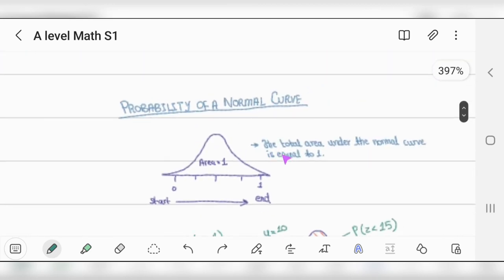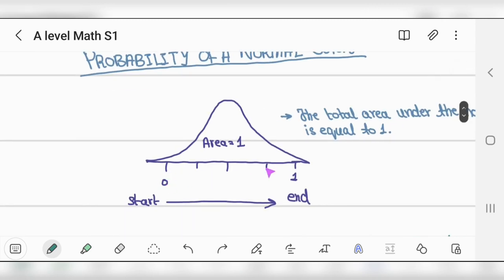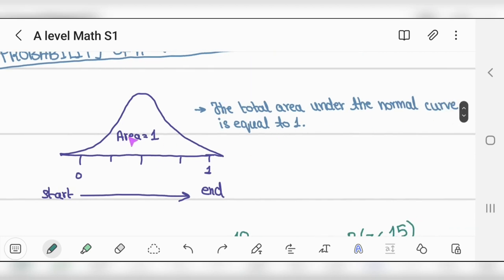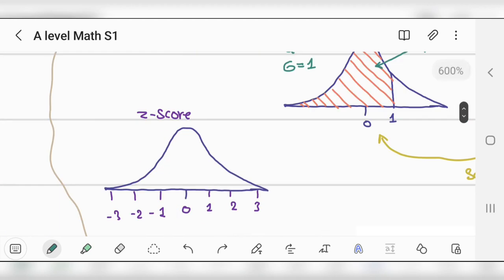Probability of a normal curve. The total area under the normal curve is equal to 1. It starts from here and it ends here, right? Always remember, it starts from here and it ends here, and the total area under the normal curve is equal to 1. I'm talking about the probability, by the way. So this is the z-score, okay?